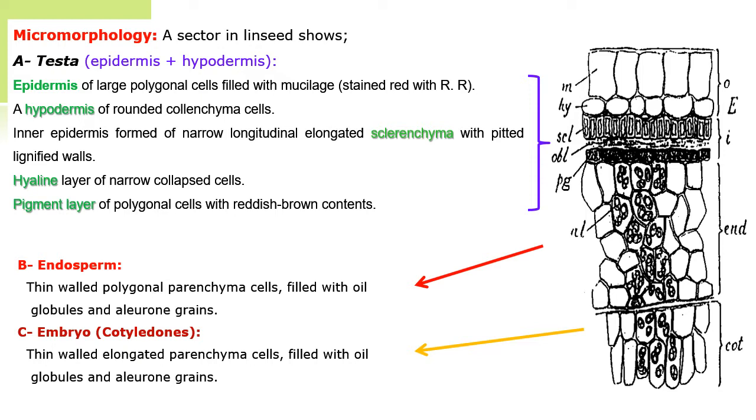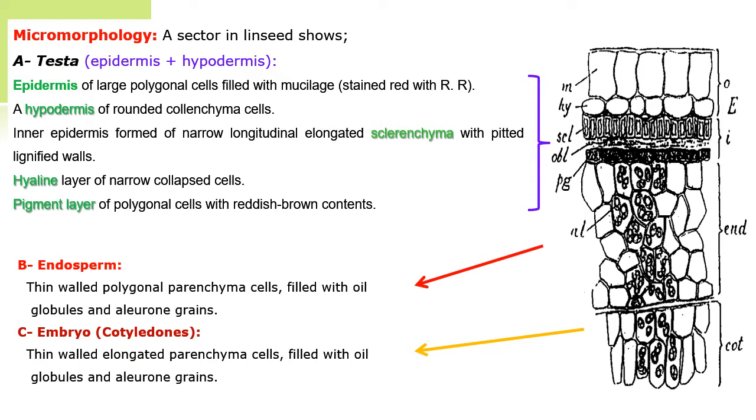The inner epidermis is formed of narrow longitudinally elongated sclerenchyma, following or next to the hypodermis, which is perpendicular to the hyaline layer. The sclerenchyma layer and the hyaline layer together form a cross layer. The sclerenchyma is lignified with pitted walls. After the hyaline layer, we have a layer of pigment cells which give the linseed its characteristic color.